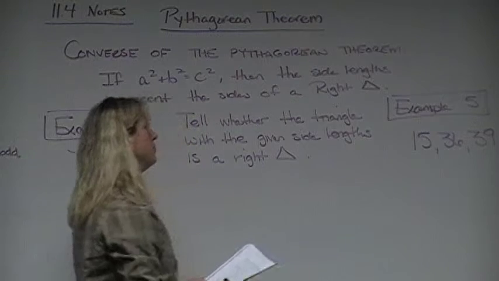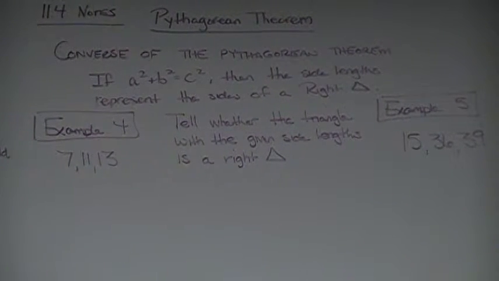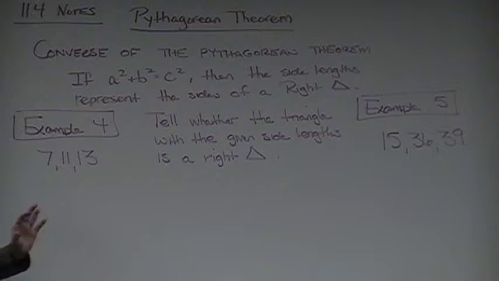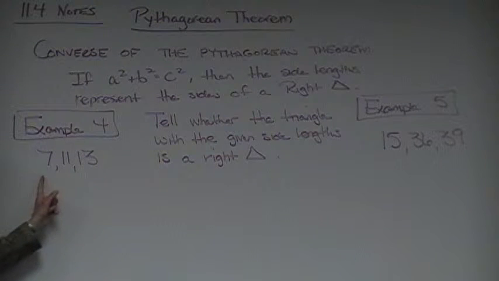There's my second example. First of all, class, tell me right now, do you know what side lengths would be the legs of example 4, and why? 7 and 11. Why would 7 and 11 be the lengths of the legs? Because they're shorter. Exactly. Everybody understand that? The legs will always be the two shortest of the three lengths. So obviously the two legs are 7 and 11.